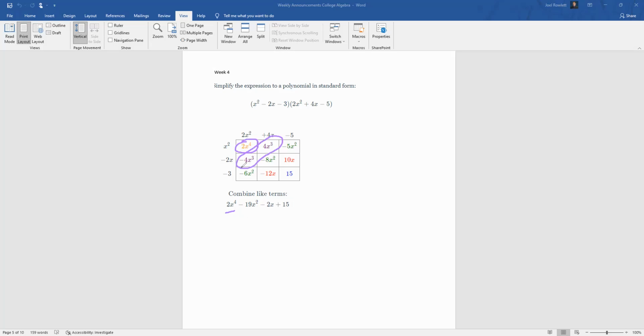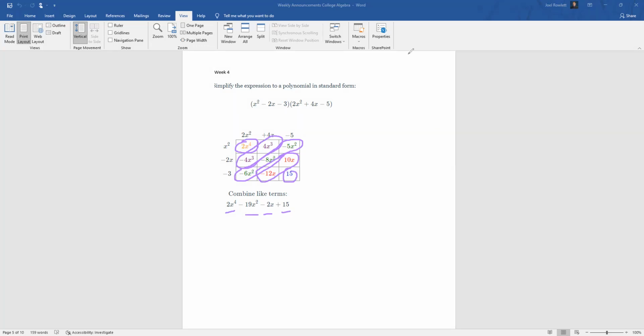And then if you look at the green entries here on the diagonal, if we were to take negative 6x squared minus 8x squared minus 5x squared, that would give us negative 19x squared, which we see here. And then moving along the diagonals, I've got the red here, which represents the linear terms. If we take negative 12x plus 10x, that gives me a negative 2x. And then we have our leftover constant term here, which is 15.